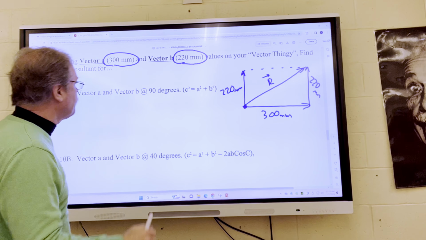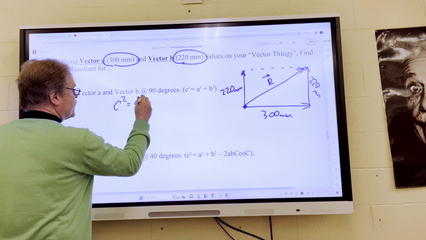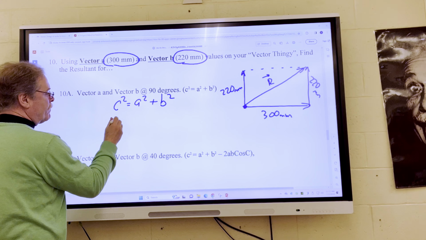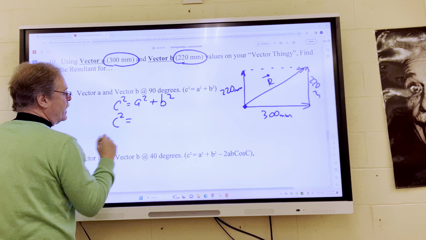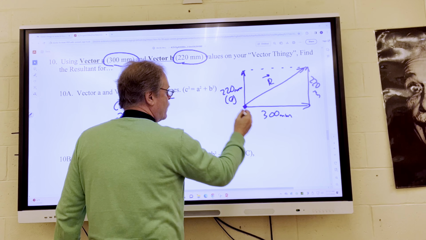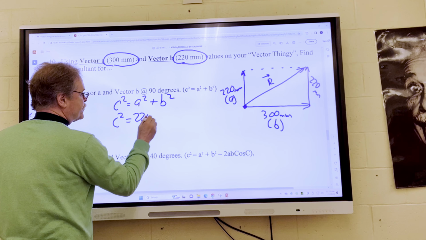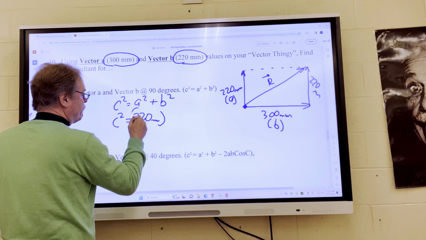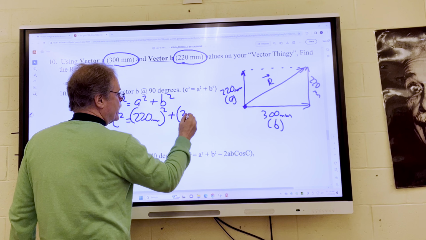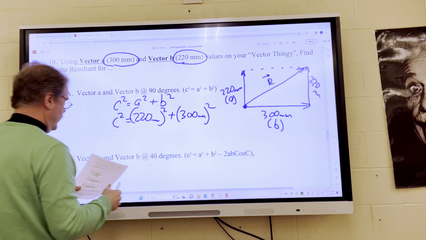So you would set this up like this. You would say c squared equals a squared plus b squared, okay? C squared would be your resultant, okay? A squared, again, it wouldn't matter which side is A. We'll call this side A. We'll call this side B. So A is 220 millimeters squared plus B, which would be 300 millimeters squared.